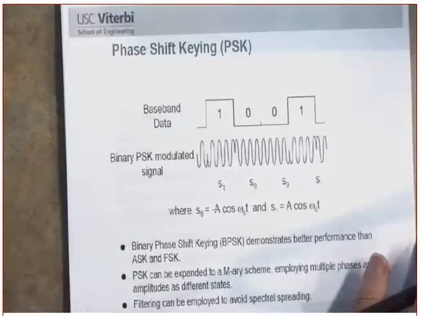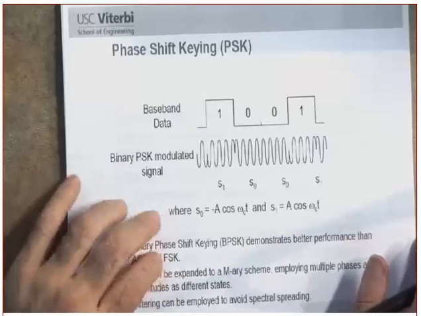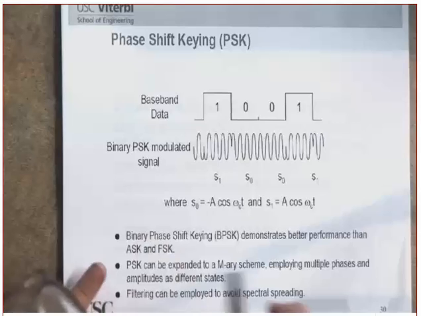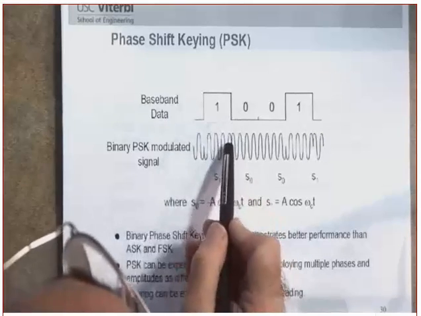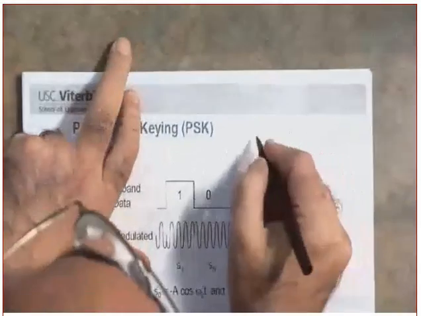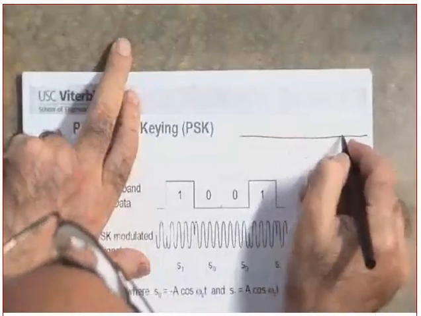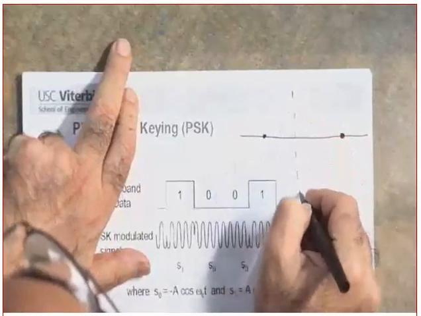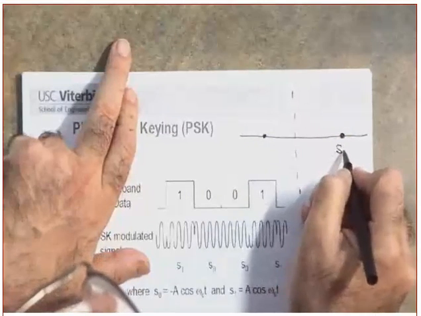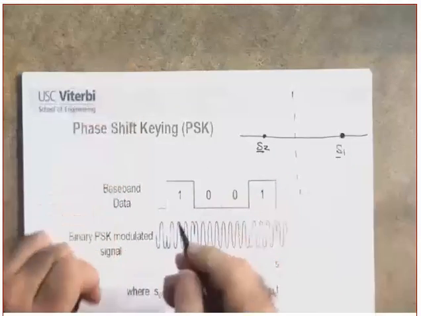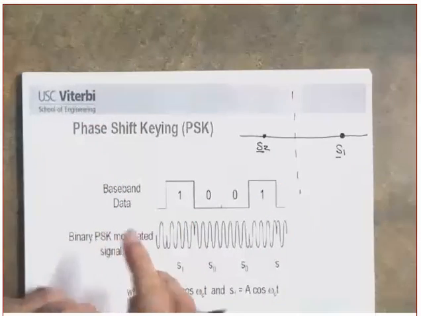phase shift keying. Again, binary phase shift keying, where you are going to modulate the information on the phase. And you can see going from 1 to 0, there is a 180 degree phase shift. The constellation is like this. This is a single dimension. This is S1, for example, and this one is S2. The phase of this one is 0. The phase of this one is 180.